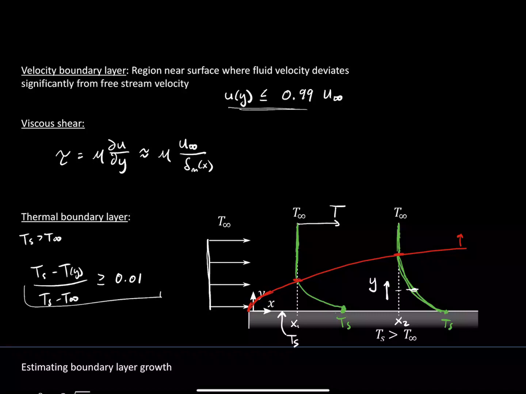So this is the definition of the thermal boundary layer. You can pick different values, and depending on the convention that's used, the boundary layer will be larger or smaller. But this is the basic idea of how we define the boundary layer, both in terms of momentum, which is to say velocity, and in terms of energy, which is to say temperature.